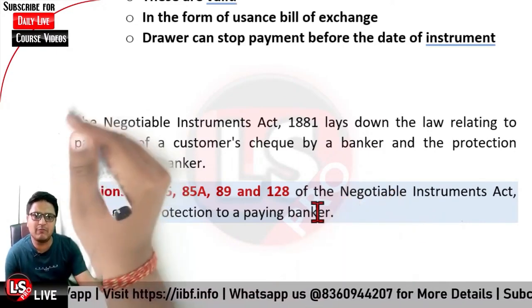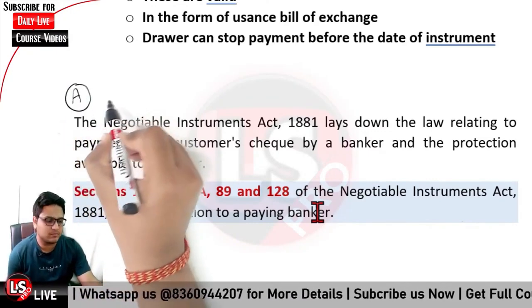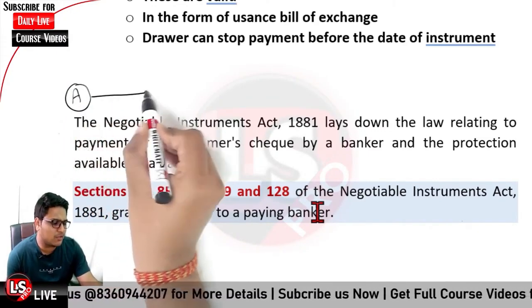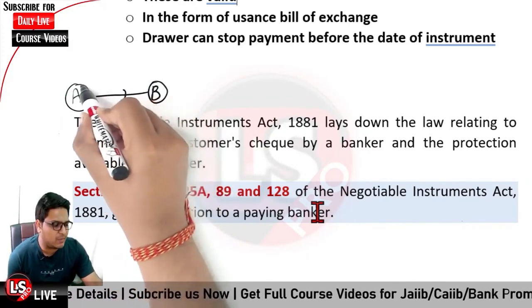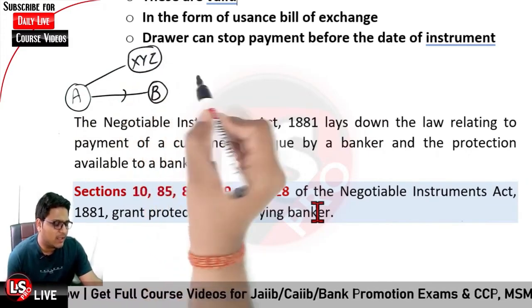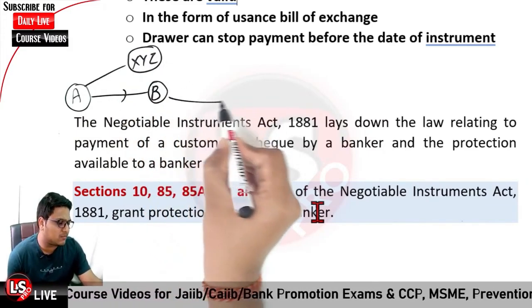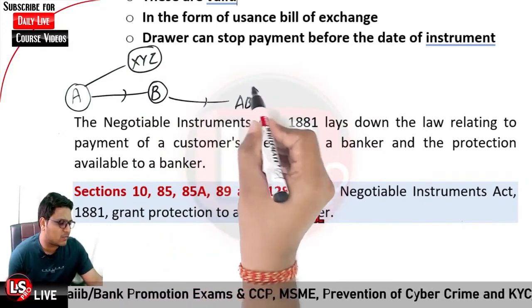Okay. So, if person A drew a check and gave it to person B, person A's bank, meaning the drawee, is XYZ bank, and person B deposited this check with bank ABC.